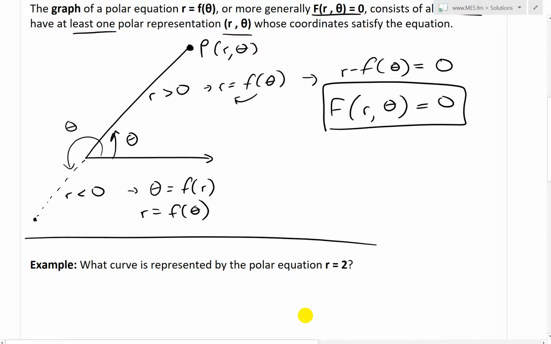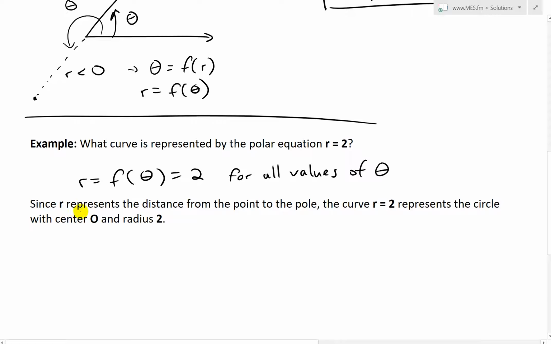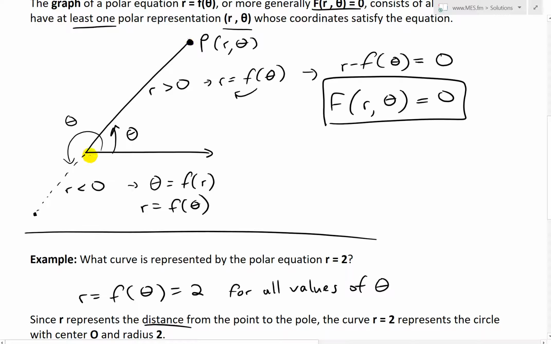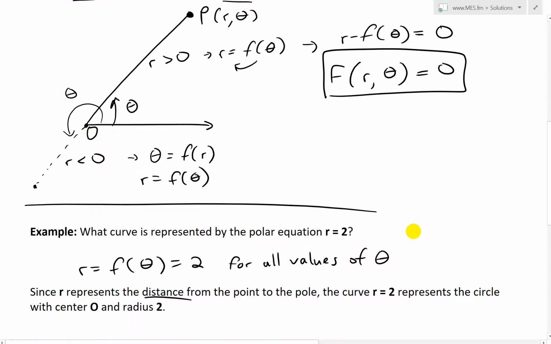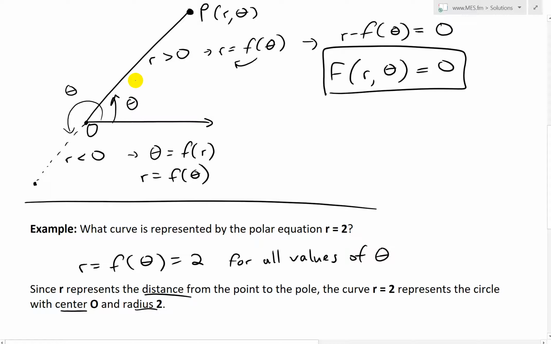Let's look at this example, which says: what curve is represented by the polar equation r equals 2? Remember, r is just a function of theta, and in our case we have this equaling 2. So this means that r is equal to 2 for all values of theta. Because r represents a distance from the point P to the pole, or origin O, the curve r equals 2 represents the circle with center O and radius 2, because as you change theta, all we're doing is getting a circle.